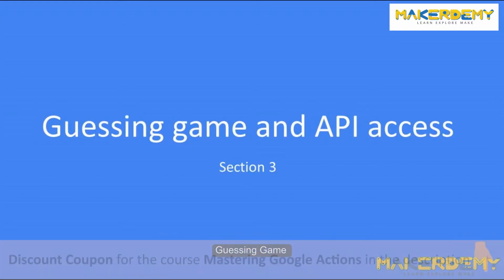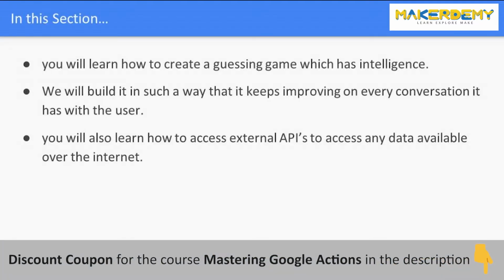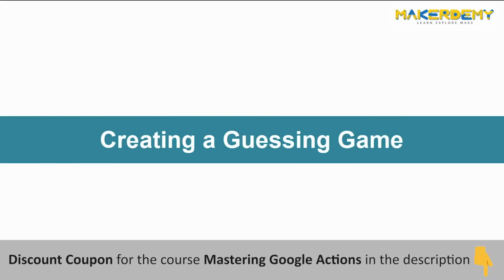Section 3. Guessing Game. This is a section in which you will learn how to create a guessing game which has intelligence. We will build it in such a way that it keeps improving on every conversation it has with the user. In the second part of this section, you will learn to access external APIs to access any data available over the internet. Creating a guessing game.